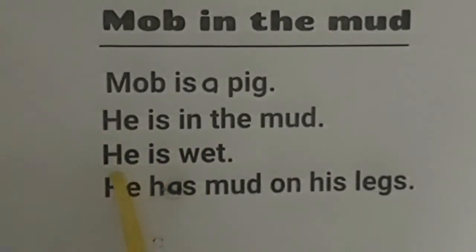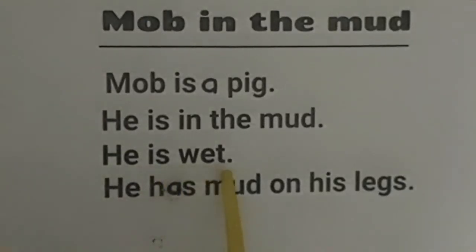Now we will read third line. H-E, he. I-S, is. W-E-T, wet. Full stop. He is wet. मतलब कि पिग कैसा है? गीला.